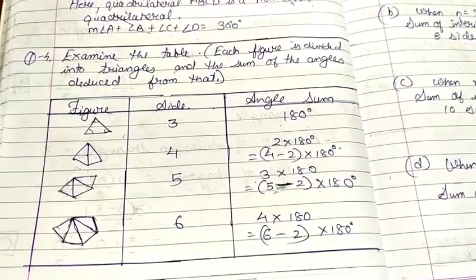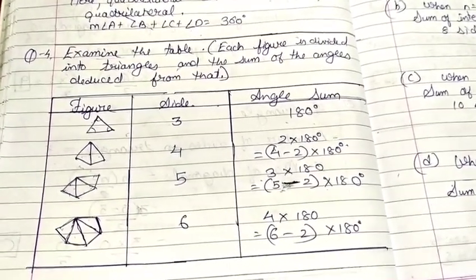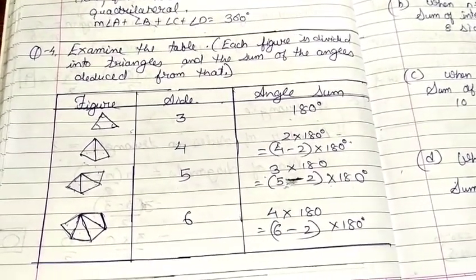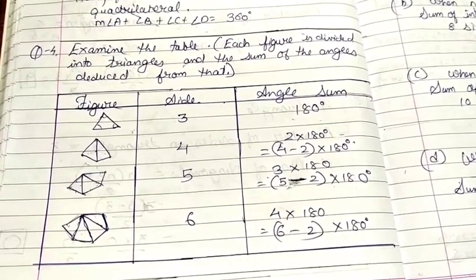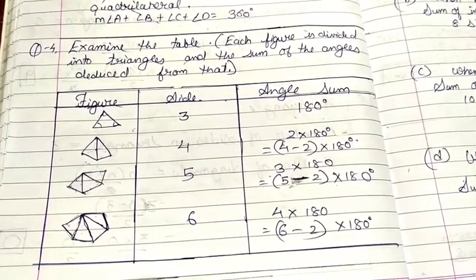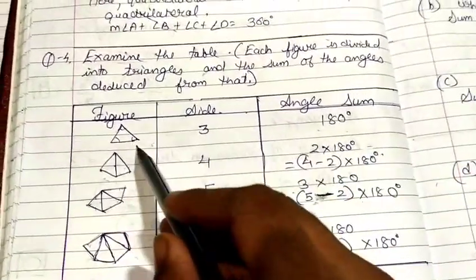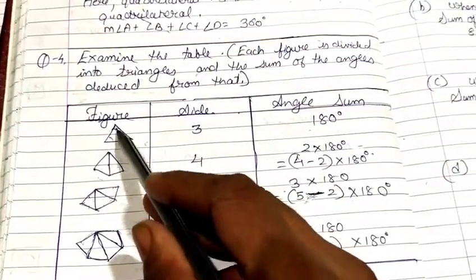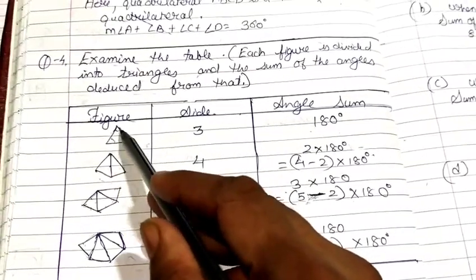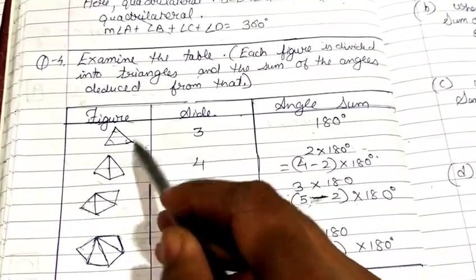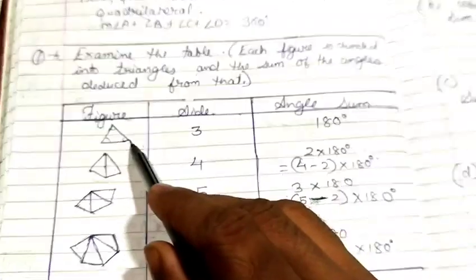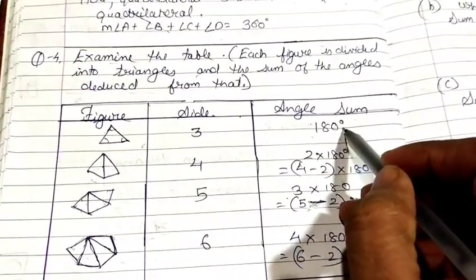Now let us start our question number 4. Examine the table. Each figure is divided into triangles and the sum of the angles is deduced from that. Now dear student, this first figure is a triangle. As we all know, a triangle has 3 sides, 1, 2 and 3. And the sum of the measures of the angles of a triangle is always 180 degrees.